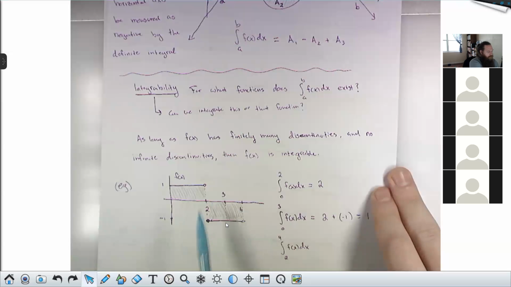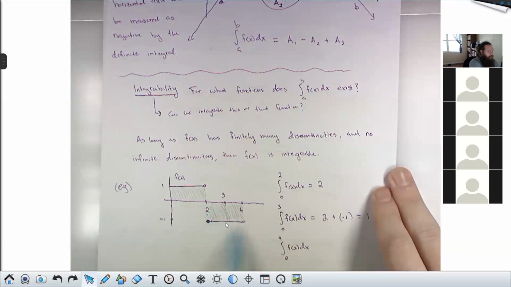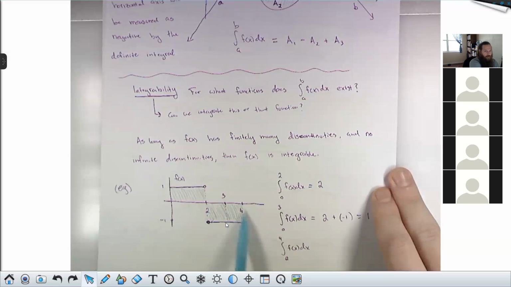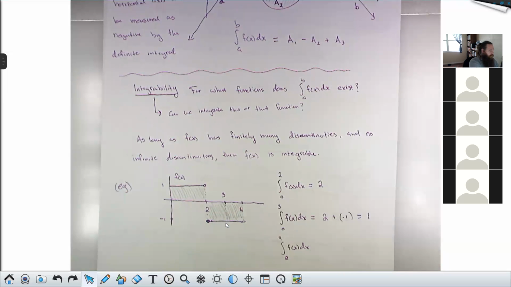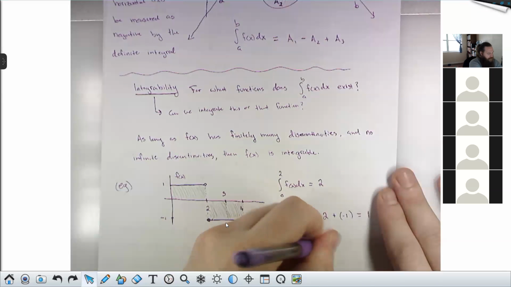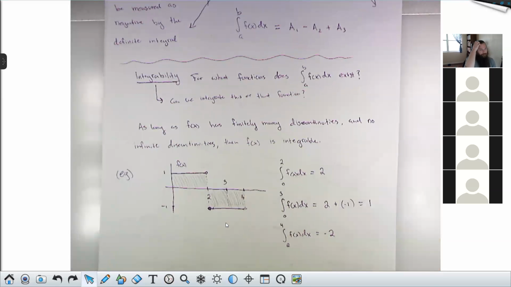So if I just wanted to look at the signed area bounded by f of x from x equals 2 to x equals 4, that's this region down here. Its length is 2, and the height here is like -1. You could say that the area of this region is 2, but it's all underneath the x-axis. So this would be -2. I'm doing my best to be a little bit redundant here.